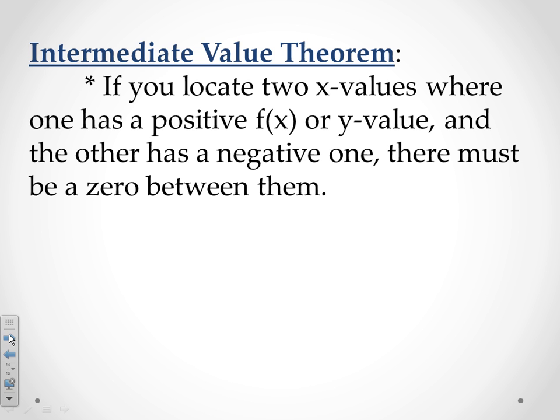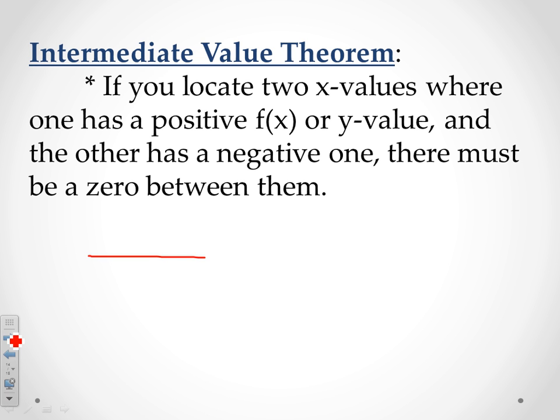This last piece, intermediate value theorem. We're not going to do a whole lot with this one other than talk about it. What it says is if you locate 2 x values where one has a positive f of x or y and the other one has a negative one, there must be a 0 between them.